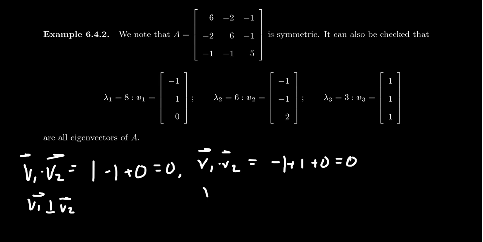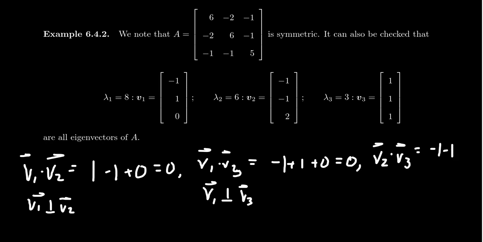And thus showing us that v1, oh, I said v2 there, I meant v3, sorry. v1 dot v3 is equal to 0. So we get that v1 is orthogonal to v3, like so. And then finally, if we take v2 dot v3, make sure you get it right this time, you'll end up with -1 minus 1 plus 2, that's equal to 0, thus showing us that v2 is orthogonal to v3. All right, so we can see that these eigenvectors are in fact orthogonal with each other, and you can verify that these vectors are in fact eigenvectors for this matrix.